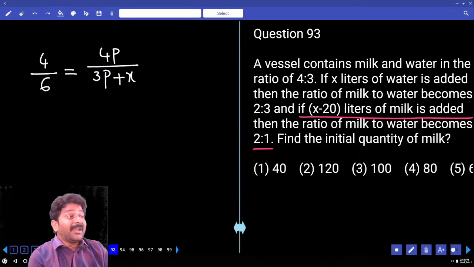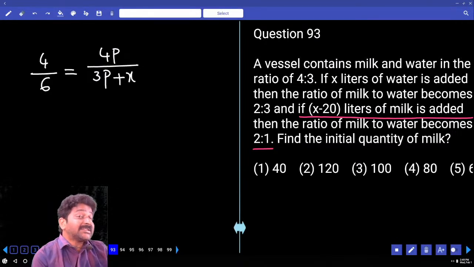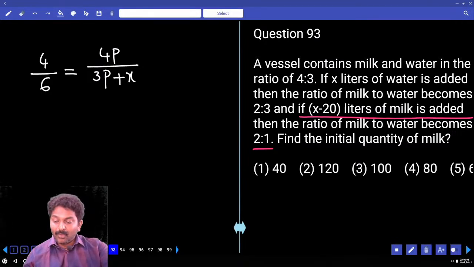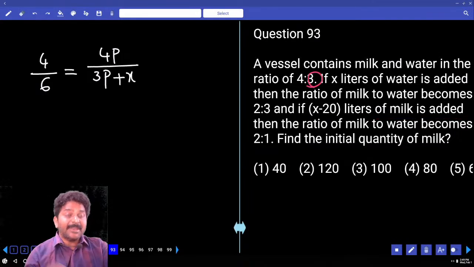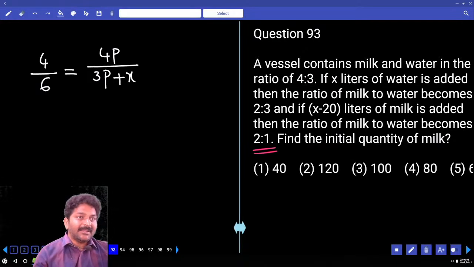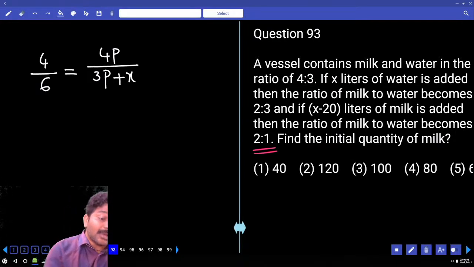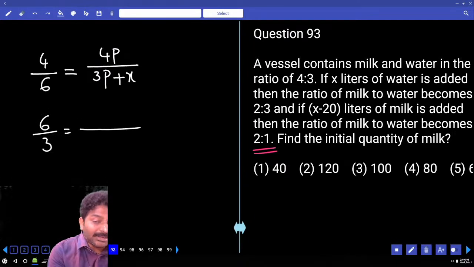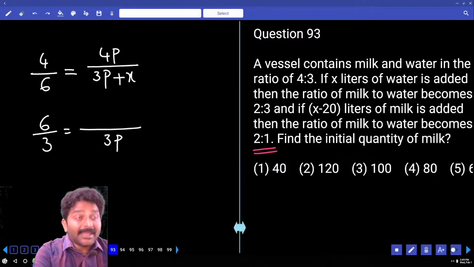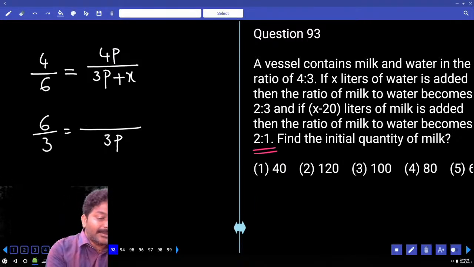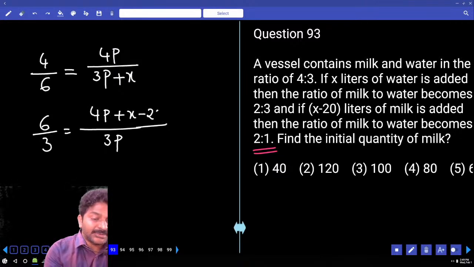Which quantity are we adding? Milk. Then what is constant? Water. Water in the initial container is how many parts? 3 parts. So even now it must be 3 parts, right? But here we have 1, so I will treat it as 6 by 3. Water is constant, which is 3 parts. Milk, x minus 20 is added. 4 parts plus x minus 20.